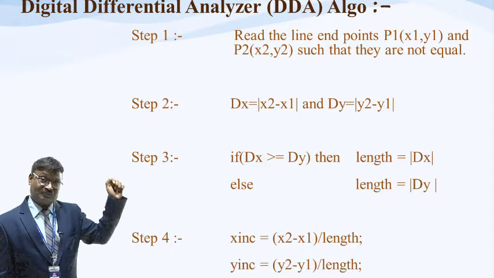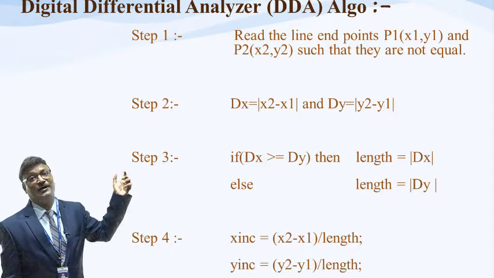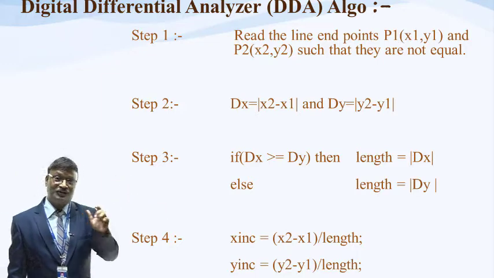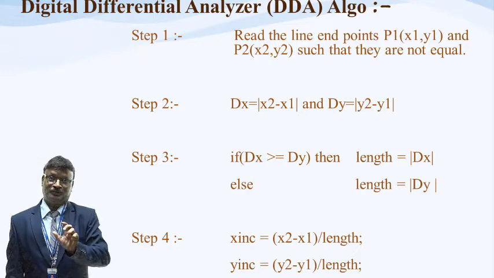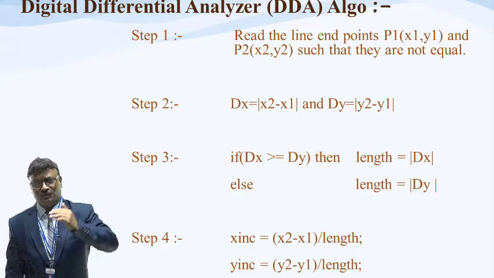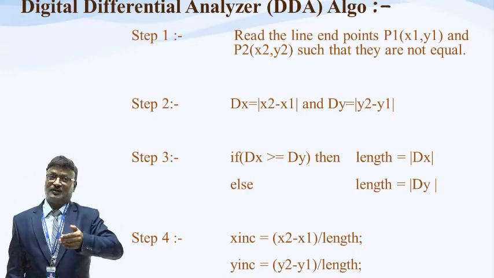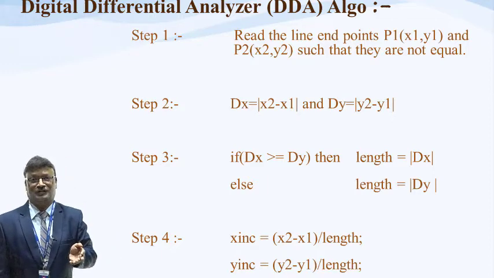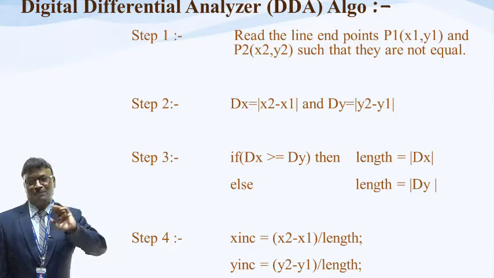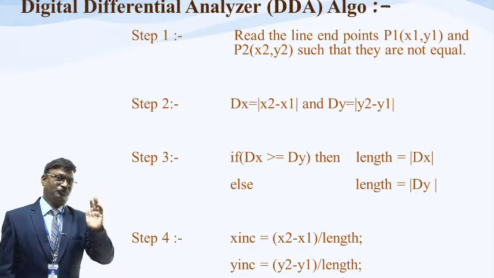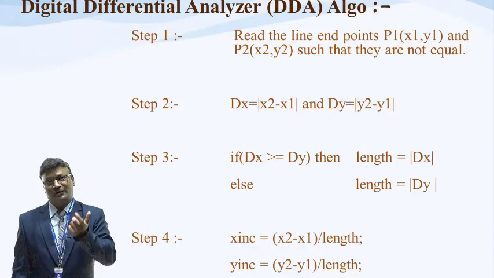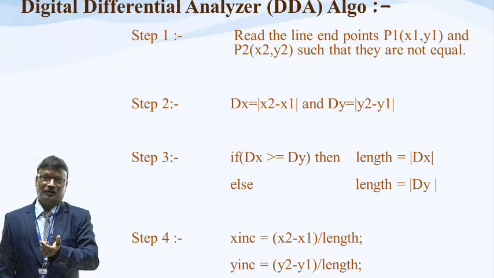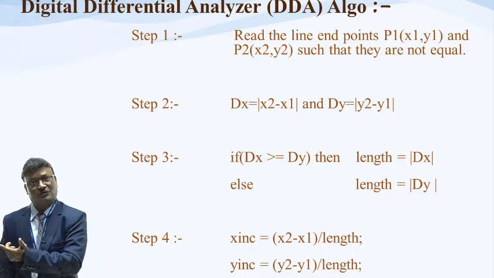First I have read the points and then I calculate dx and dy. What are dx and dy? They are nothing but the differences x2 minus x1 and y2 minus y1. Why am I calculating this? I am calculating it for the length. With the Pythagoras theorem, the length is calculated as the square root of y2 minus y1 whole square plus x2 minus x1 whole square.